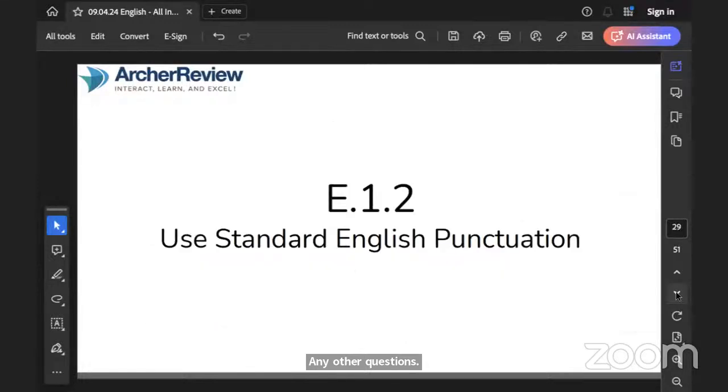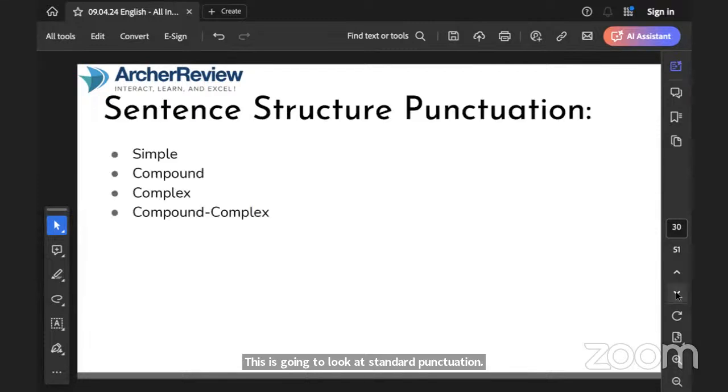All right then. So for 1.2, this is going to look at standard punctuation. What does that mean? Well, we need to be able to identify different sentences or different sentence types, and then we need to be able to make sure that we know where the punctuation goes when using different sentences.